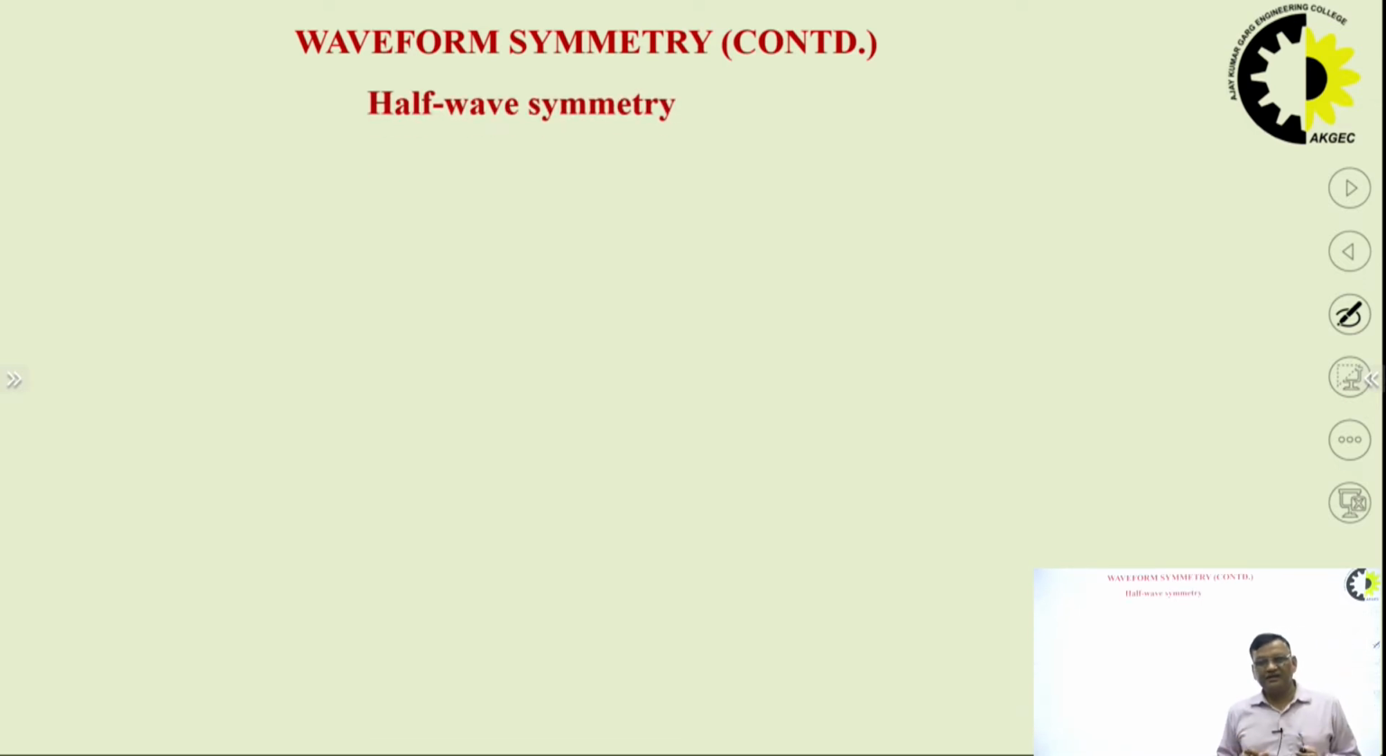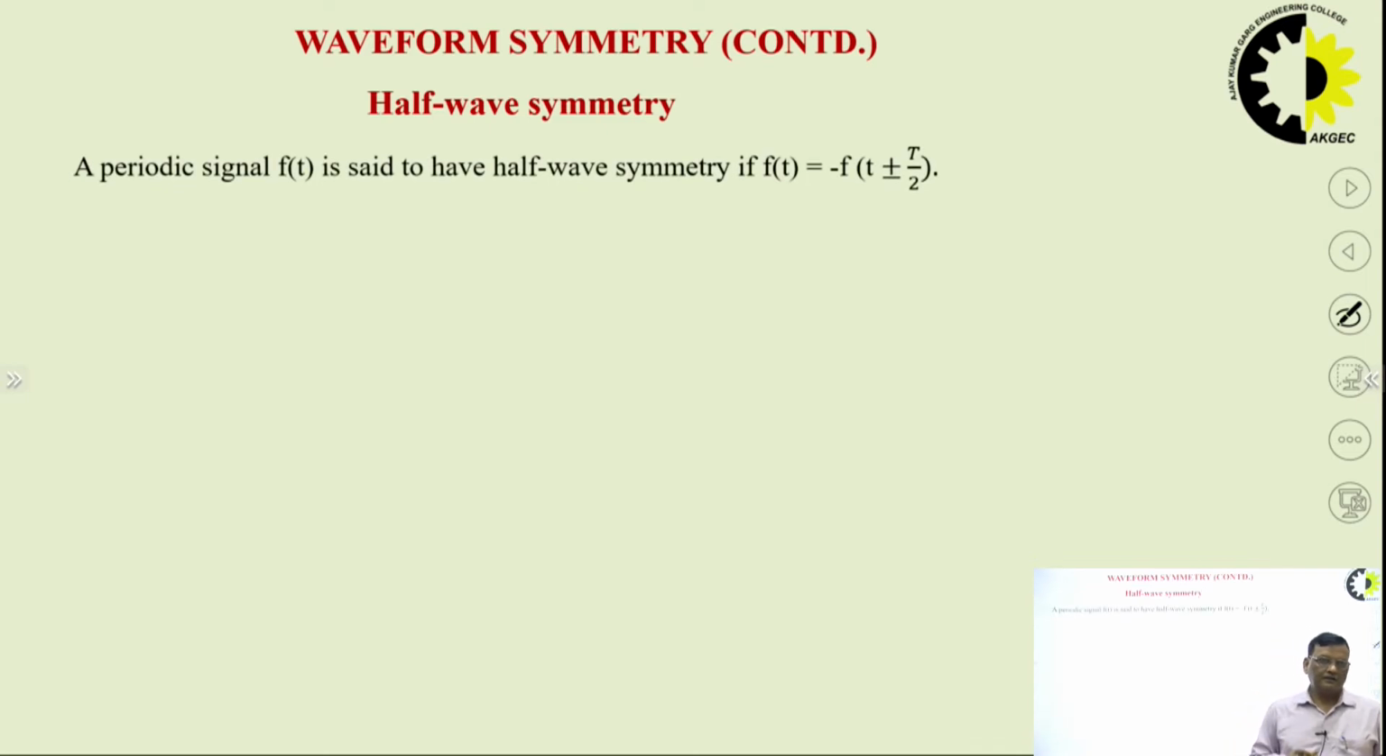So we can easily identify whether the function has odd symmetry or even symmetry with the help of the expression f(t) is equal to minus f(minus t) in the case of odd symmetry, and f(t) is equal to f(minus t) in the case of even symmetry. But in the case of half wave symmetry, first we will discuss the definition of half wave symmetry. A periodic signal is said to have half wave symmetry if f(t) is equal to minus f(t plus or minus T by 2).